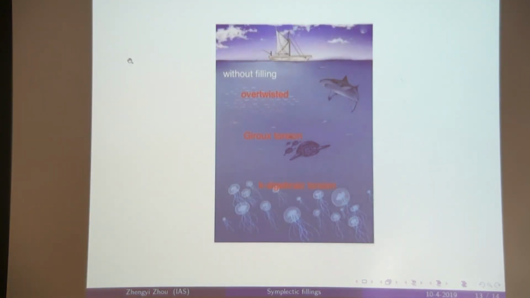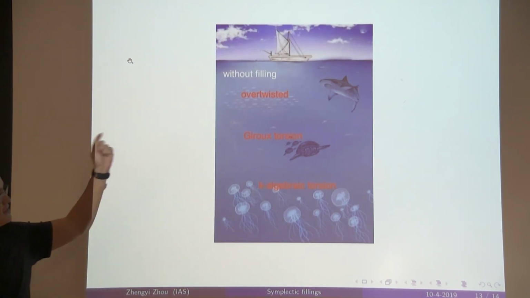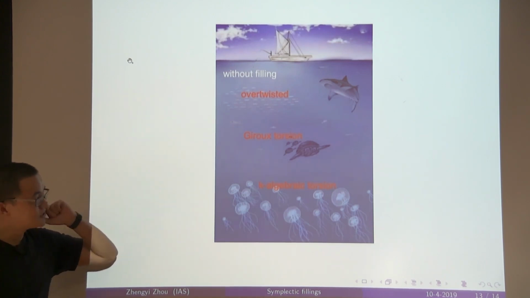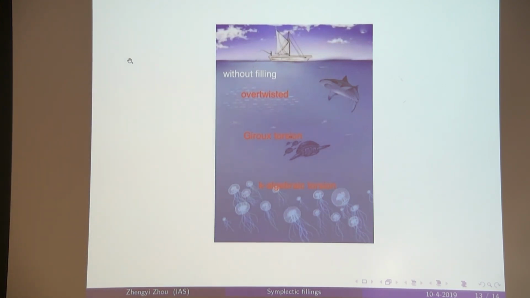So this is our contact category. First you have something without filling. That's called overtwisted, first discovered by Eliashberg, and then generalized in higher dimensions by Borman, Eliashberg, and Murphy. And then we have something called Giroux torsion. It's not a generalization, but something below that. And then there's a notion called k-torsion, where you can think of overtwisted as 0-torsion, Giroux torsion as 1-torsion, and here you have all these k-torsion. But all of them are without filling. Overtwisted is actually the minimum element in this category.